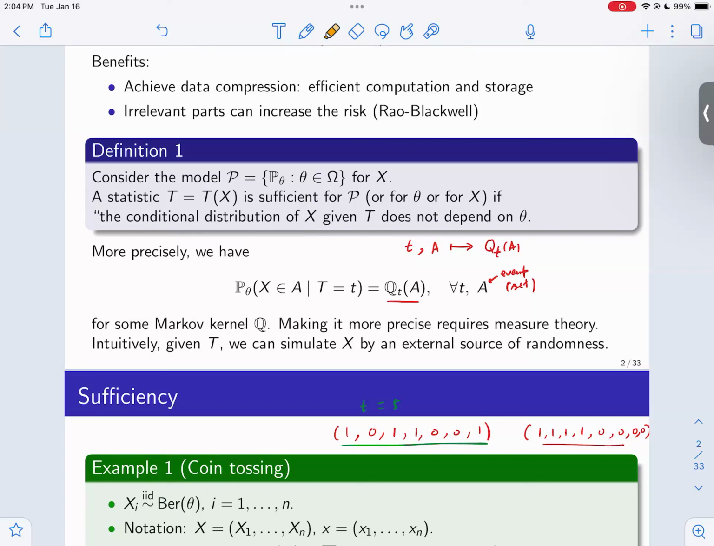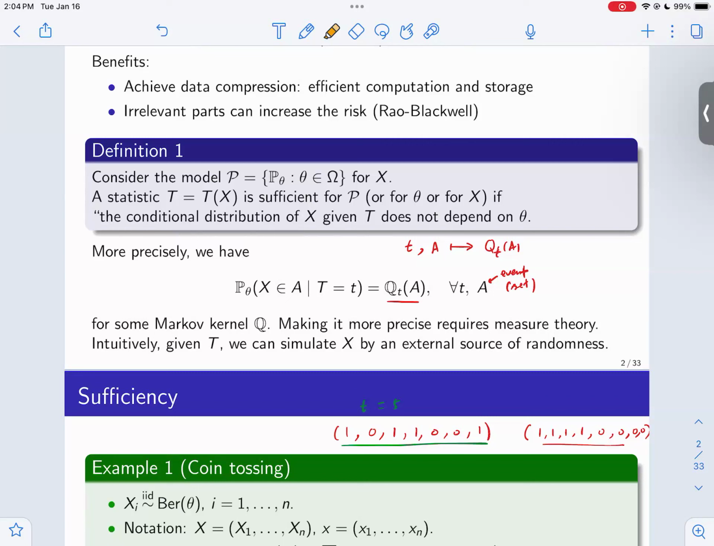I'm going to remind you what we were doing. So last time we started talking about sufficiency. This is a general classical idea, and it's a way of basically summarizing the information in the observations as far as estimation of the parameters of the model goes.